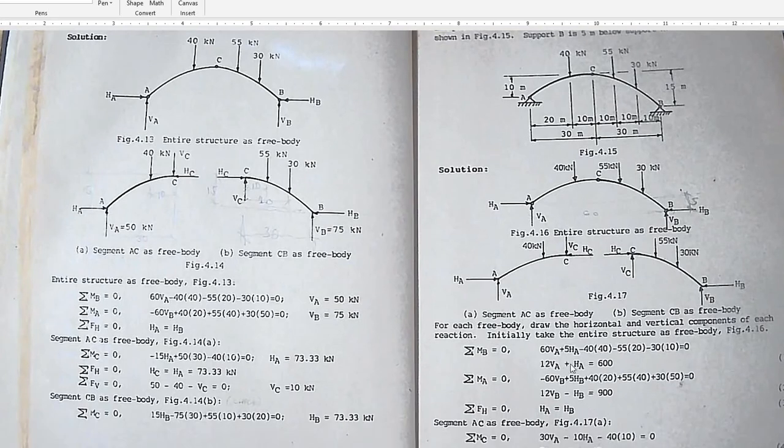Paano nakuha yung mga equations na yan? You just simplify these moment equations. Okay? Now let's take segment AC as free body.